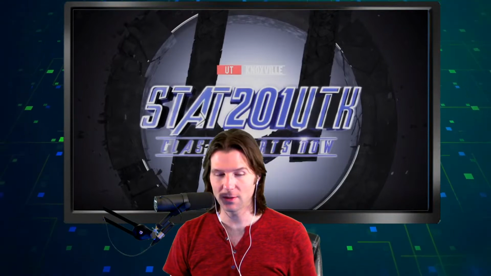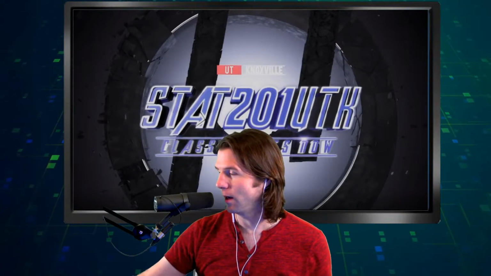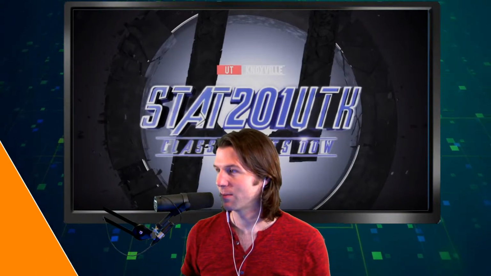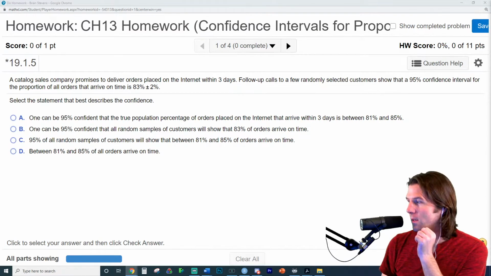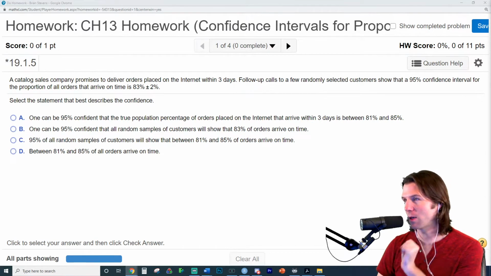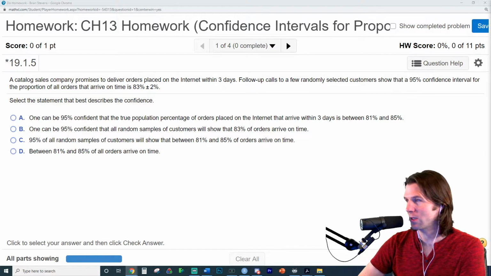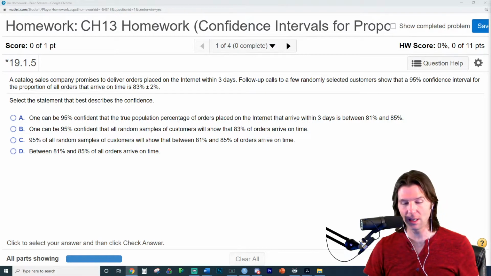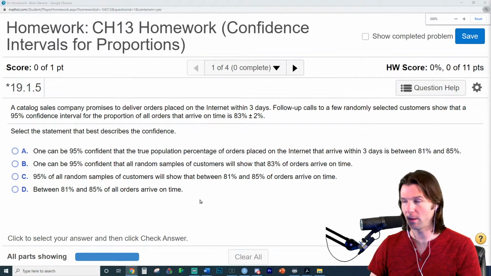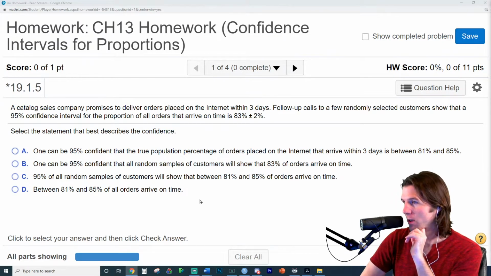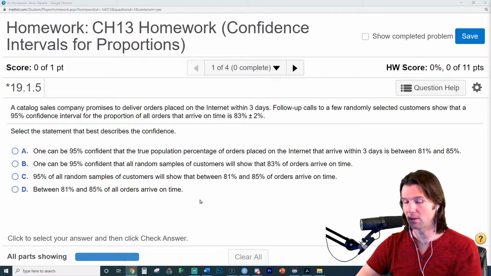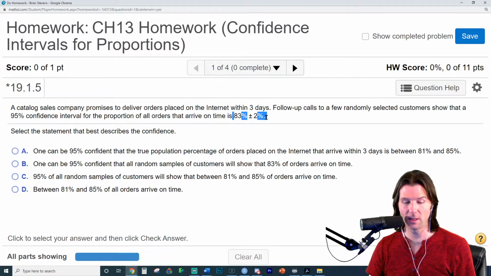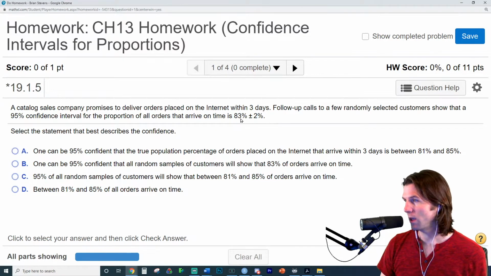No one's here in the chat, so let's hop over here and talk about some confidence intervals for the proportion. A catalog sales company promises to deliver orders placed online within 3 days. Follow-up calls to a few randomly selected customers show that a 95% confidence interval for the true proportion of all orders that arrive on time is 83 plus or minus 2%. This interval is p hat plus or minus the margin of error.